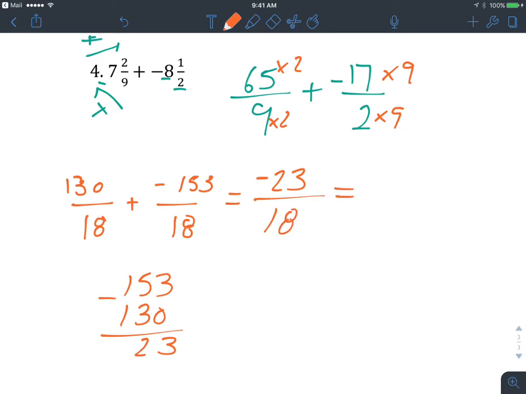18 goes into 23 one time with a remainder of 5. It's going to be 5 over 18, and then don't forget the negative. So my answer for the last one is negative 1 and 5 over 18.